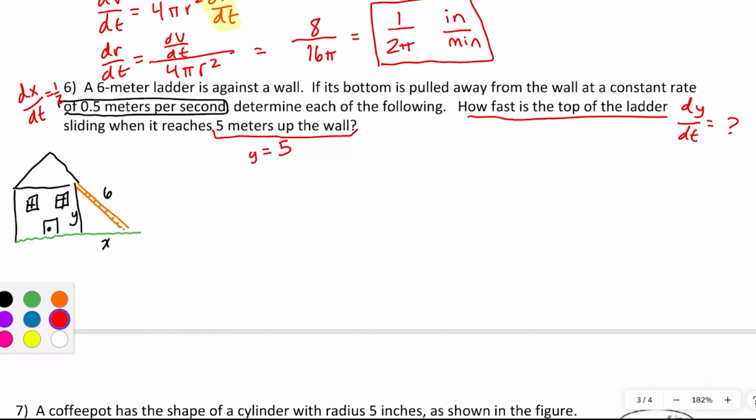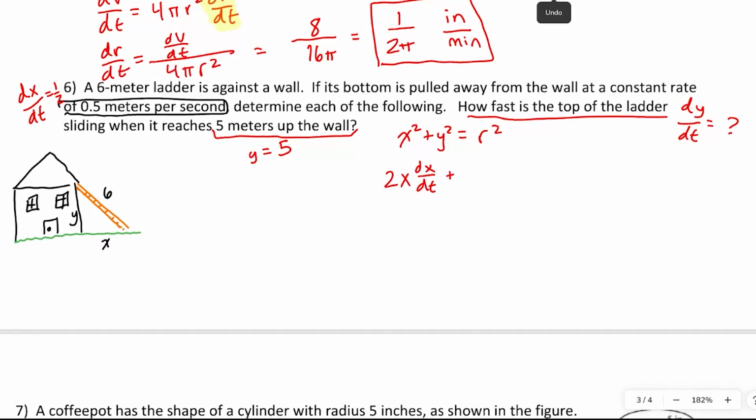Okay, so let's set up our Pythagorean theorem here. We've got x squared plus y squared equals r squared. And we're going to differentiate this with respect to time, because over time, these things are changing. So we've got 2x dx dt plus 2y dy dt equals 2r dr dt. And now let's just start plugging in everything that we know, and if there's anything we're missing, we'll come back to it.